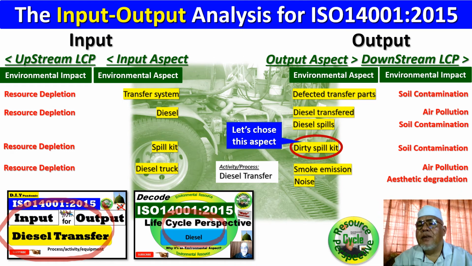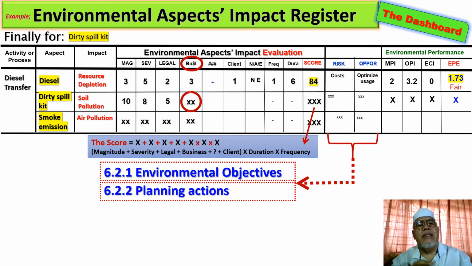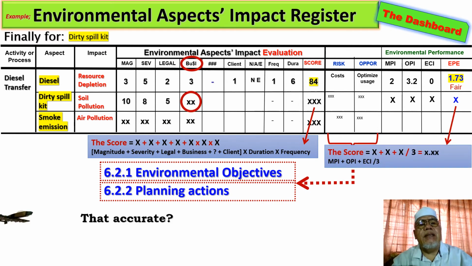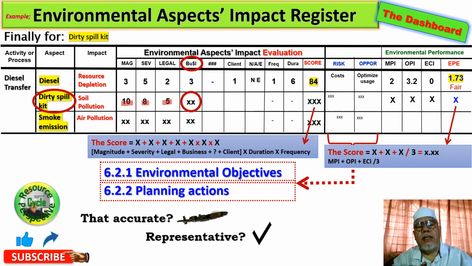Okay, let's take a look at the dashboard. This is the dashboard. We have done, yes, we have done the evaluation criteria for dirty spill kit in terms of magnitude, severity of impact, and legal. Oh yeah, I forgot about this, legal, done legal. So please look at the previous videos. We are going to do now business. How do we evaluate the environmental aspects, dirty spill kit in business terms?